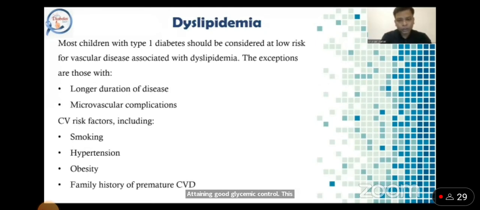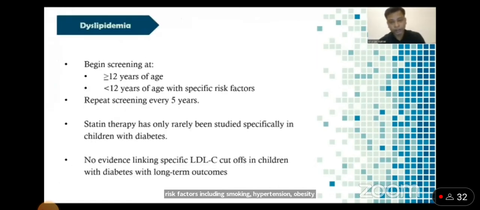Dyslipidemia is also seen, but it is rare in children, though seen in high risk categories. The high risk categories are longer duration of disease, microvascular complications, and cardiovascular risk factors including smoking, hypertension, obesity, and family history of premature cardiovascular disease.